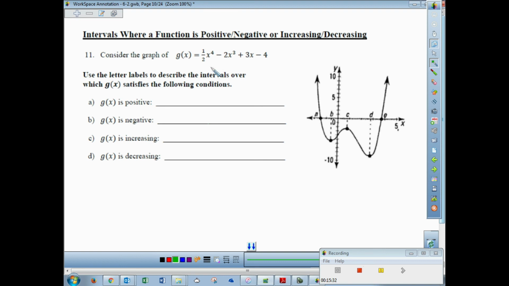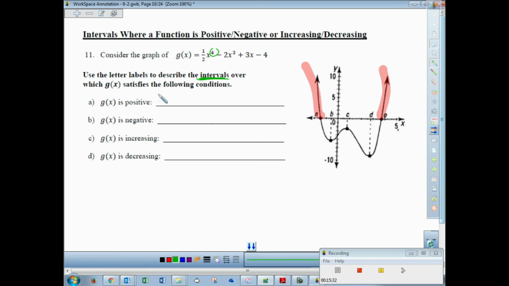So consider this graph. Boom. It's an even degree, going up. Use the letter label to describe the intervals over where g of x satisfies the following conditions, where g of x is positive. Where is a graph positive at? Above the x-axis. Aren't all those numbers positive right there? So as an interval, where does it start from? If you go from left to right, where is this thing positive?